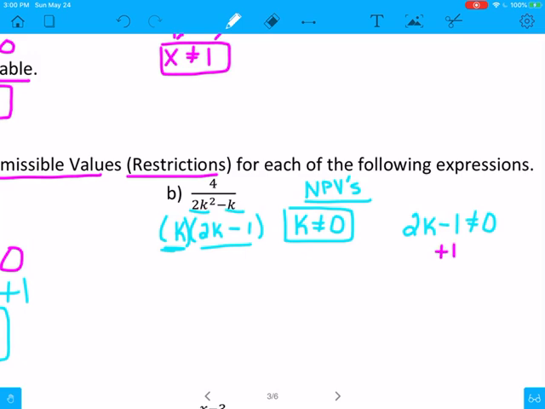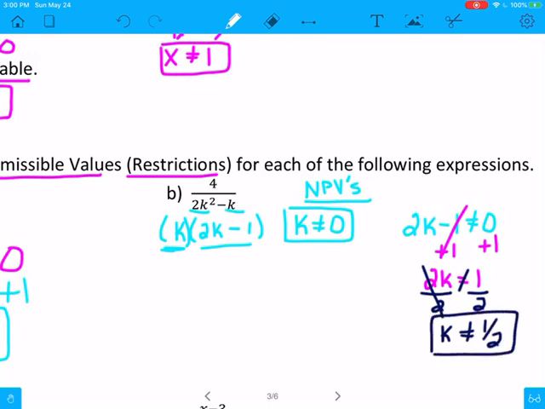Then I'm going to add 1 to both sides because I have to get k by itself. So I get 2k equals 1. And then I have to get k by itself, so I'm going to divide by 2. And I get k cannot equal a half. So you could leave them separately like k cannot equal 0 and k cannot equal a half, but I always put them together. K cannot equal 0, comma, a half. And then I box it.